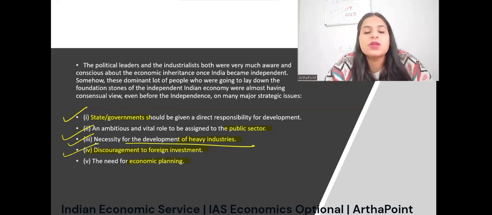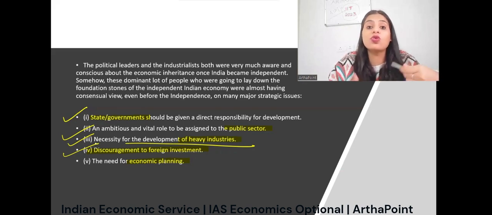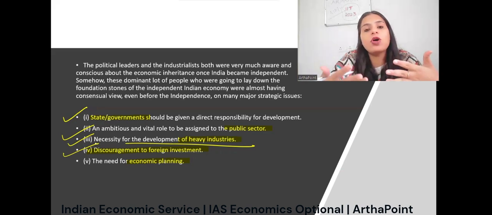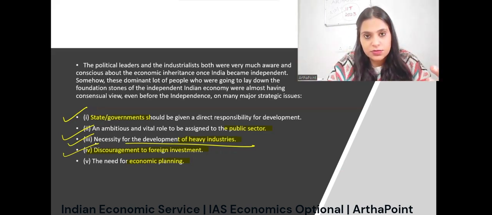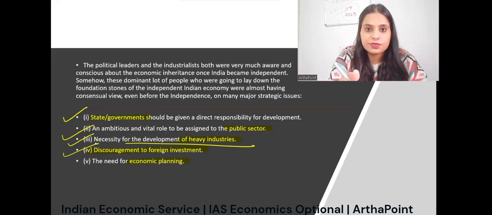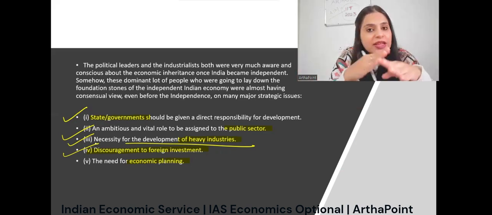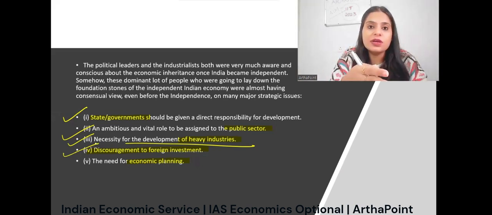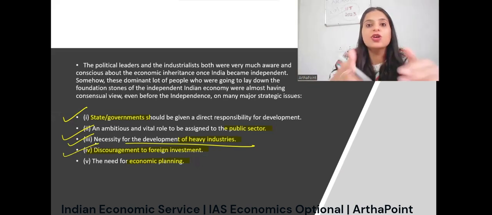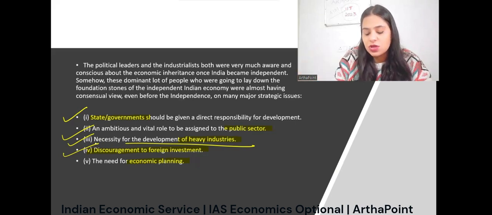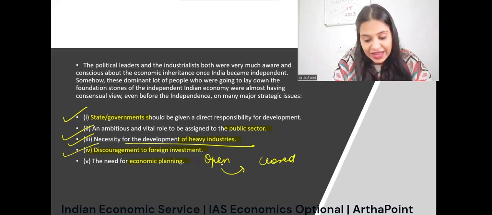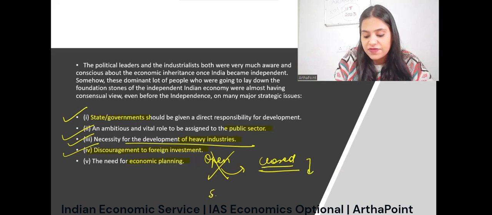Discouragement to foreign investment. Whenever we want any economy to grow, we want to always start with the foreign sector. Stop that immediately. The first motive is to go to the foreign sector and close that. So ideally, in simple terms, go from open economy to closed economy. Don't stay open, become closed, which means become self-sufficient.